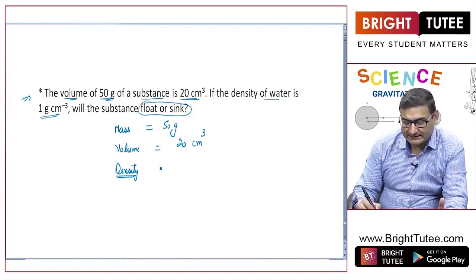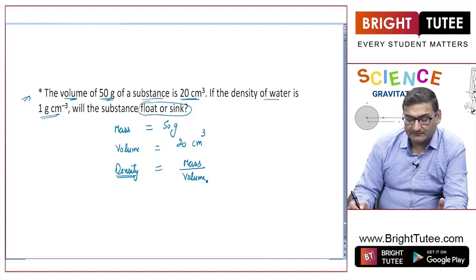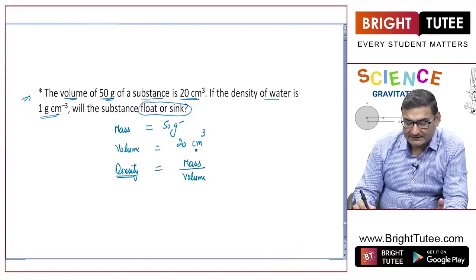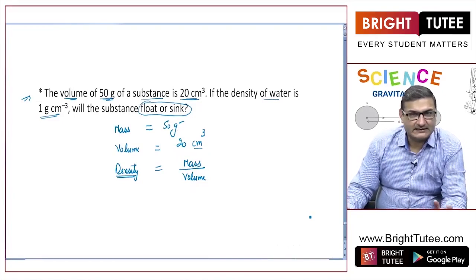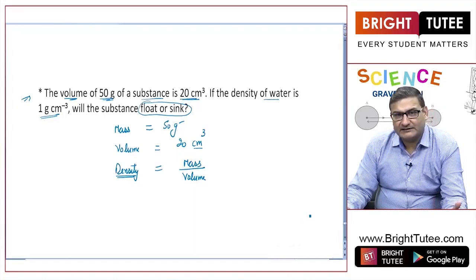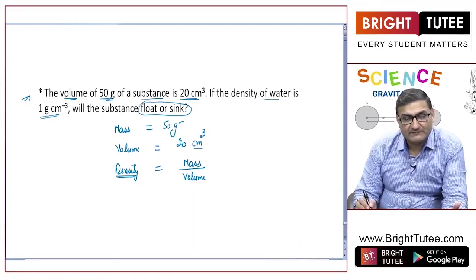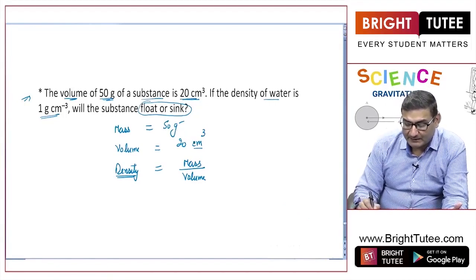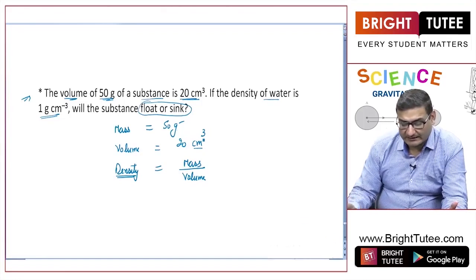And how to calculate density? The simple formula is mass upon volume. And since in the question the values are in gram and centimeter, we are not supposed to change the units. They are okay, we can continue with this. Had it been kilogram and centimeter cube, we should have changed it. Had it been gram and meter cube, we should have changed it. Fine, so this is alright as it is. We'll directly put in the values.